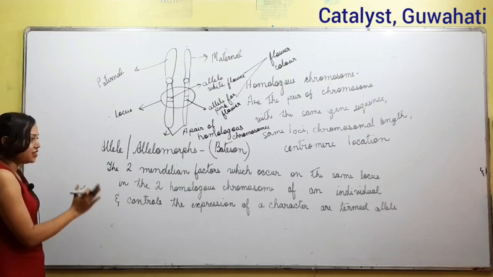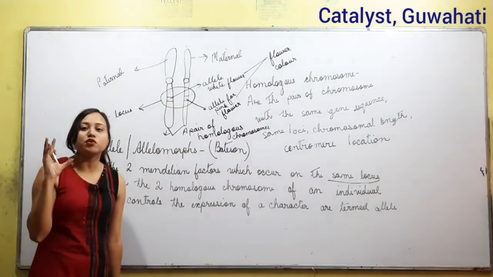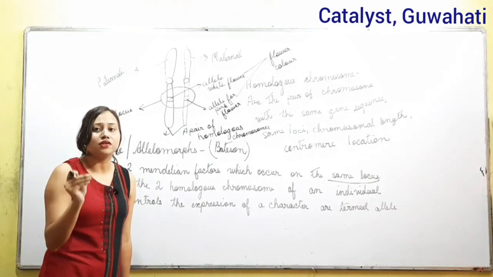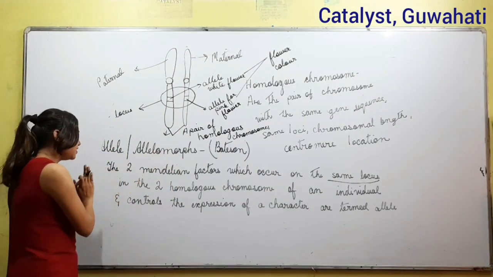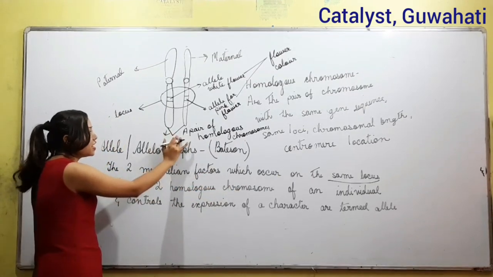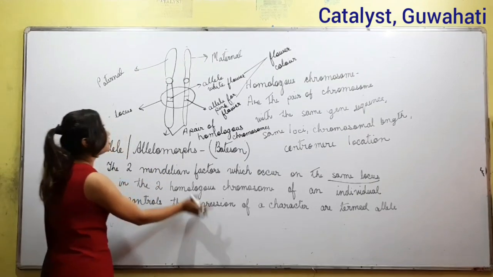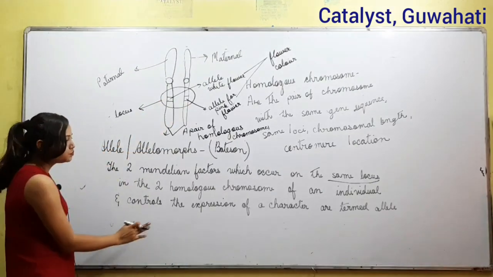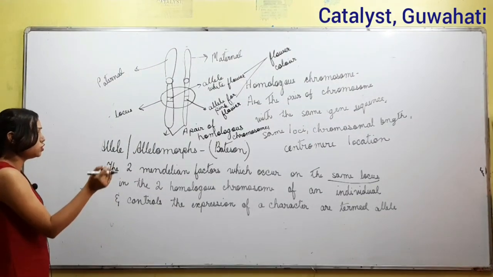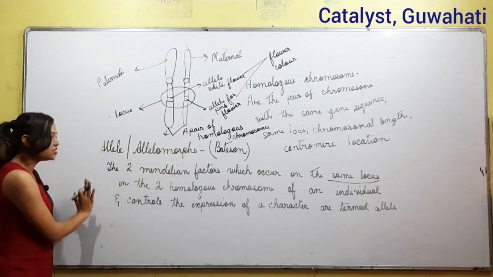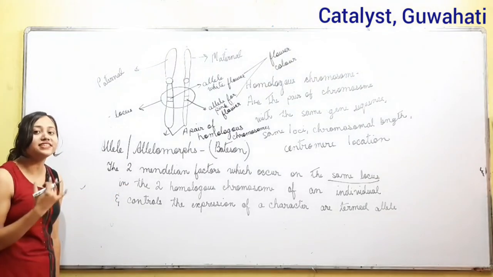So alleles are the Mendelian factors which occur on the same locus, the same position on the pair of homologous chromosomes. So the two Mendelian factors which occur on the same locus in the two homologous chromosomes of an individual and control the expression of a character, that is flower color, are termed as allele. Hope from the definition and diagram this is clear.